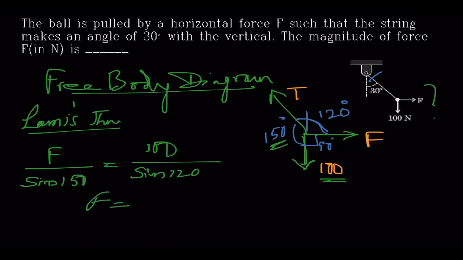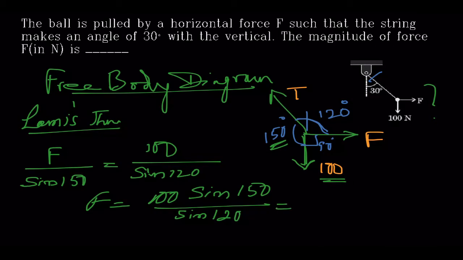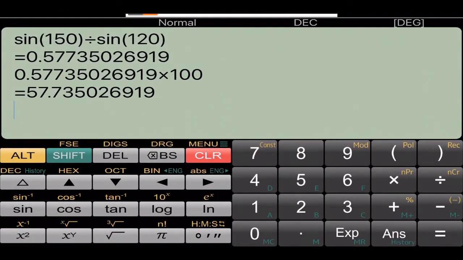F should be 100 times sine 150 over sine 120. How much should it be? We have to calculate. Sine 150 is 0.5 and sine 120. Yeah, I will take the help of a calculator. I will show you how to calculate it on a calculator and we'll come back to this. Sine 150 divided by sine 120 is 0.5773.